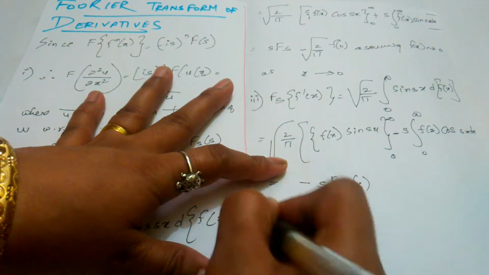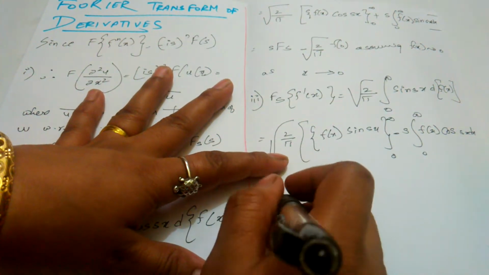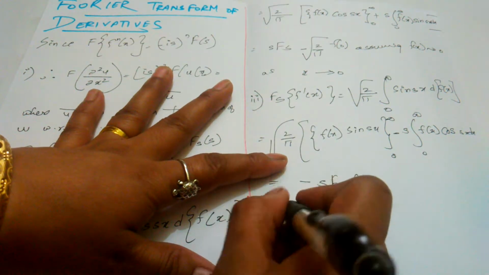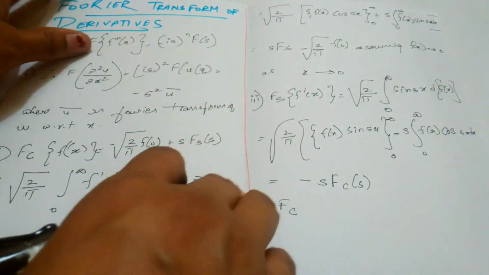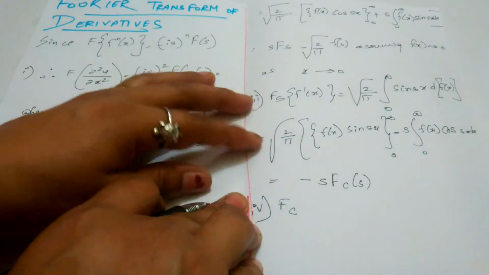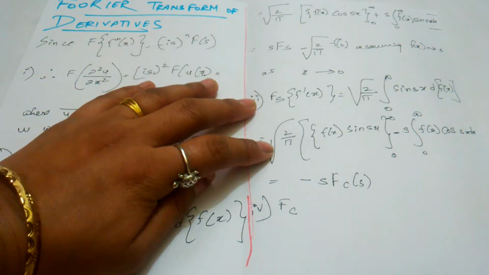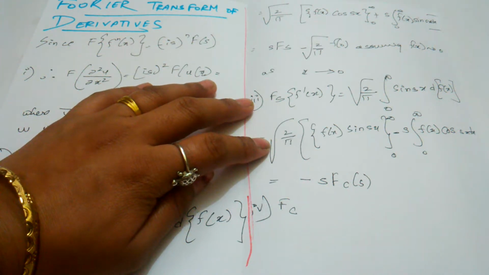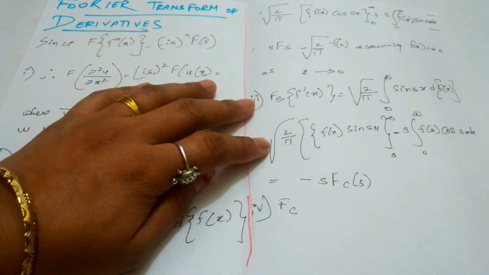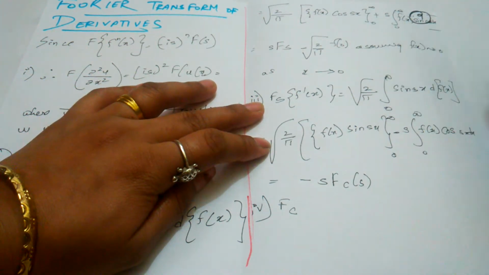Last but not the least, one more step is there. No, this is not the last, this is the second last. So, F_c. This was page number 9, this will be 10.